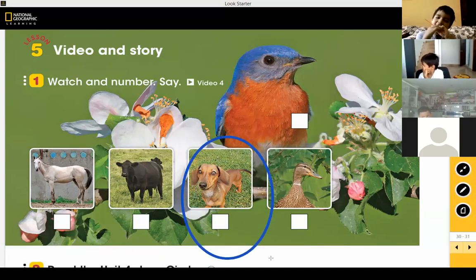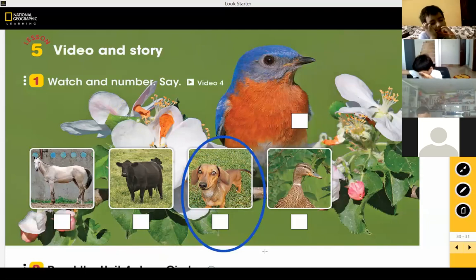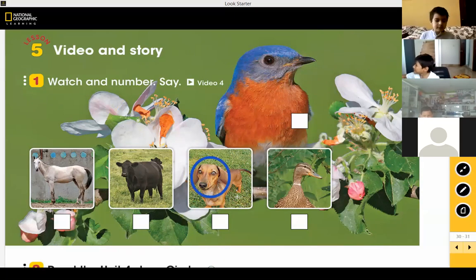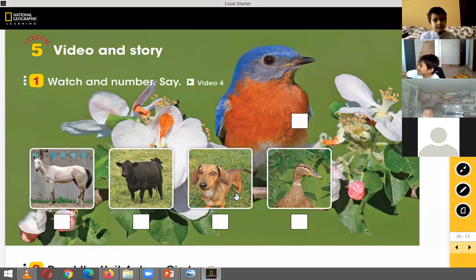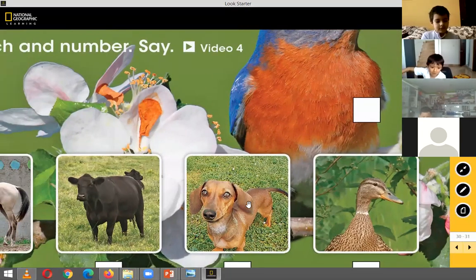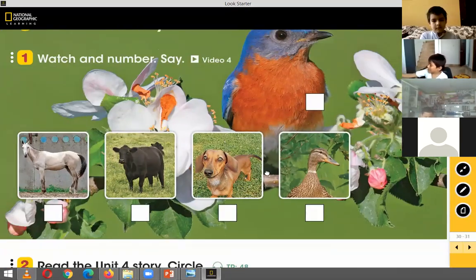Excuse me, Adrián. What's this? Adrián, what's this? Dog. Okay, dilo completo. It's a dog. Excellent. Oh, so cute. Tan lindo este dog, right? So cute. So beautiful.